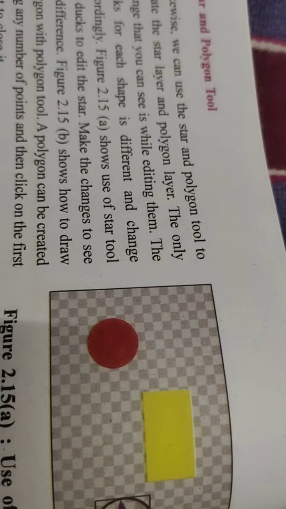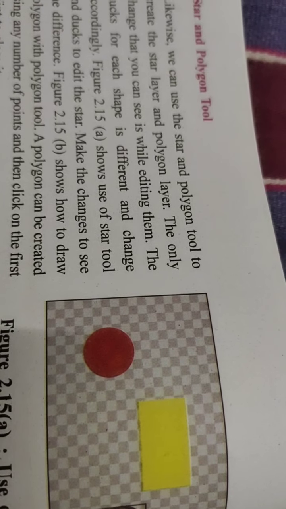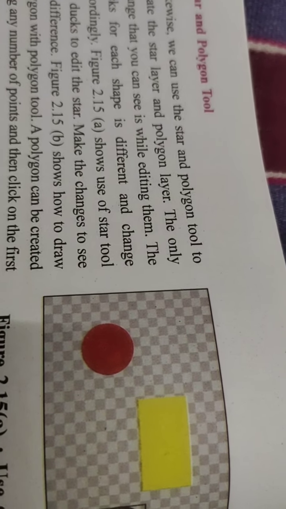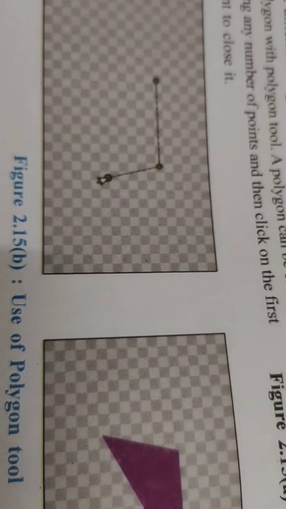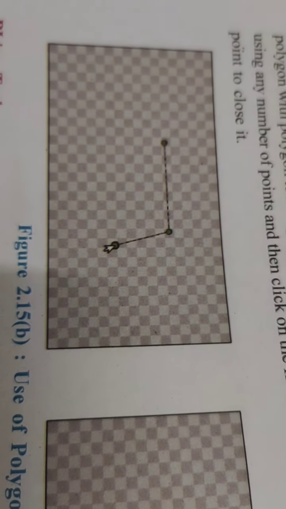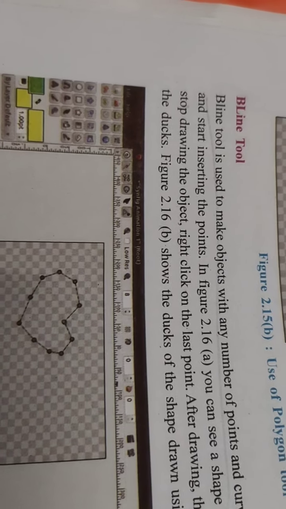This shows ducks to edit the stars, make the changes to see the difference. In circle there were two ducks, for the middle and for the outer radius. Here there are many ducks, three types of ducks to control the star shapes, its outer radius and inner radius. Then comes the spline tool.